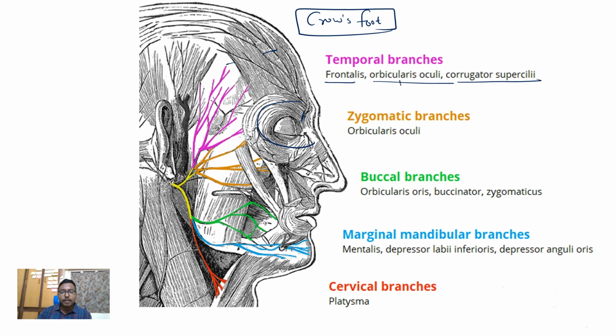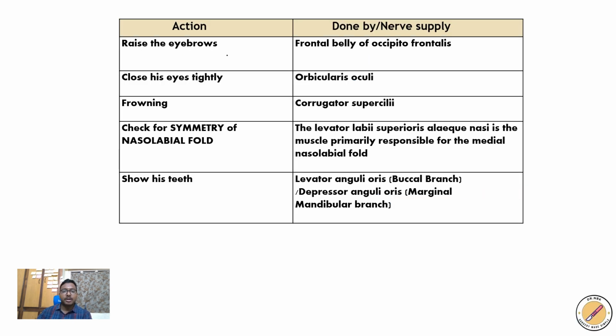So what is the normal function of orbicularis oculi? It is for you and me to close the eyes. This orbicularis oculi is very important. So closing of eyes. Then corrugator supercilii is important in frowning. This is frowning. Next, orbicularis oculi, again, is another important muscle supplied by these branches. Then you need to understand we have the buccinator. This is the table we need to understand. So for closing the eyes, orbicularis oculi. To raise the eyebrows, this will be more important in examination. We will see in the examination part.